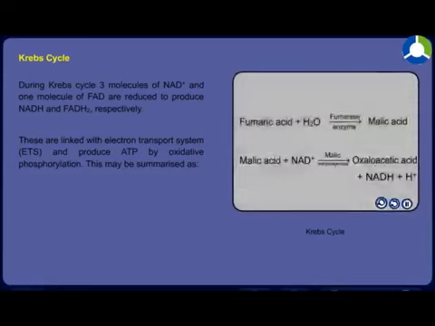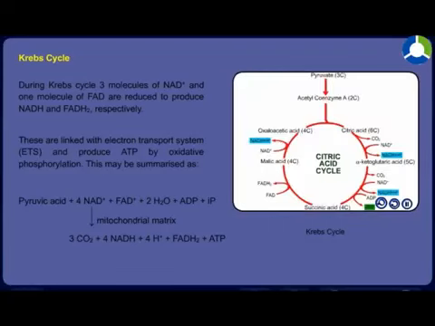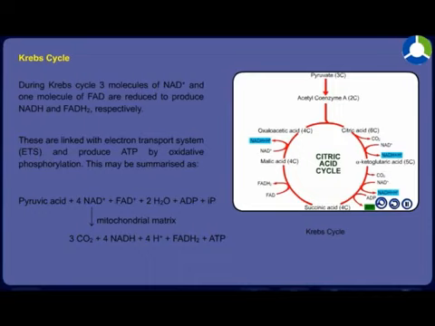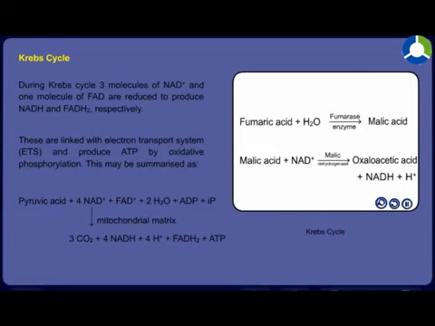This may be summarized as pyruvic acid reacts with 4 NAD positive ions, FAD, 2 molecules of water, ADP and inorganic phosphate in the mitochondrial matrix to produce 3 molecules of carbon dioxide, 4 molecules of NADH, 4 hydrogen ions, FADH2 and ATP.